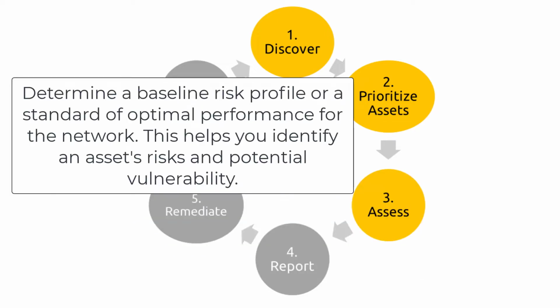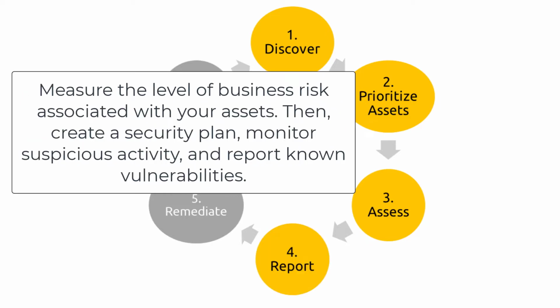Step 3. Assess. Determine a baseline risk profile or a standard of optimal performance for the network. This helps you identify an asset's risks and potential vulnerability. Step 4. Report. Measure the level of business risk associated with your assets.